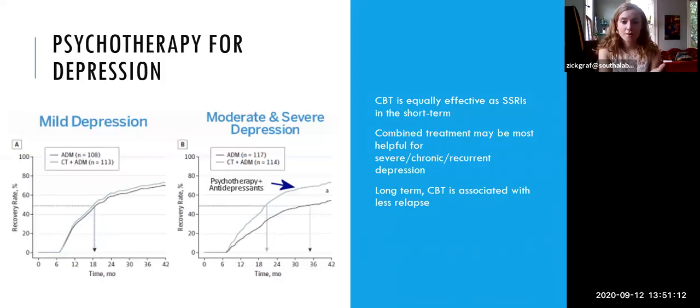But an important thing to remember is that when depression is more severe, more chronic and recurrent, and when the symptoms are more severe, it seems that the combination of CBT and selective serotonin reuptake inhibitors works better than antidepressant medications alone.